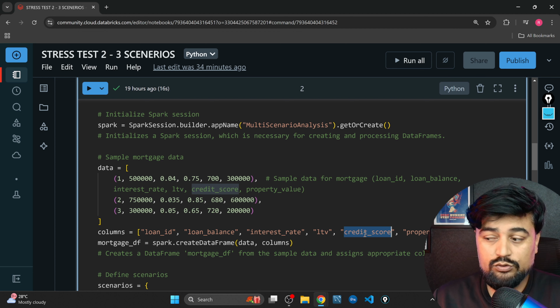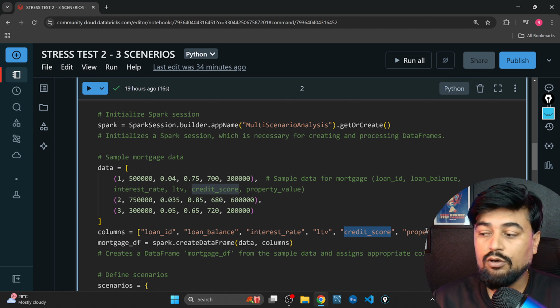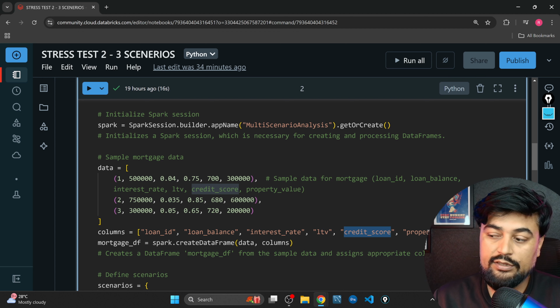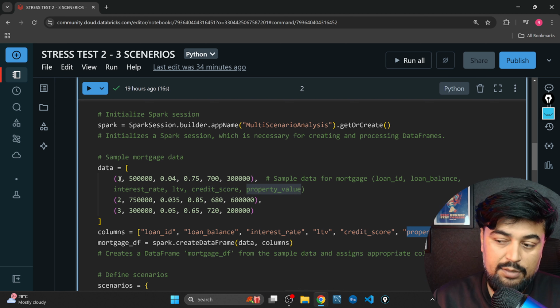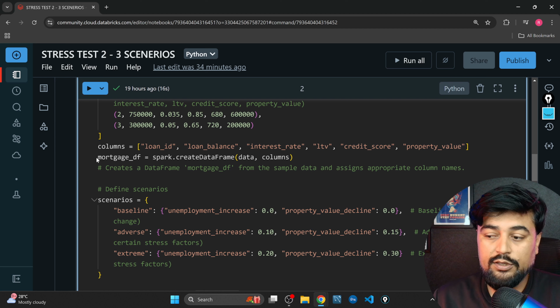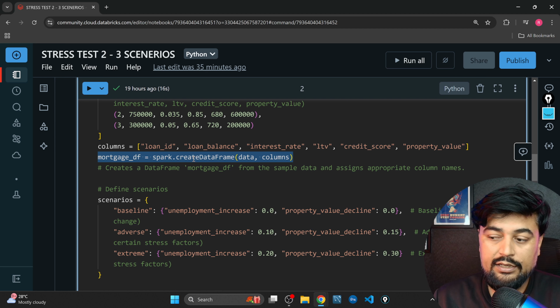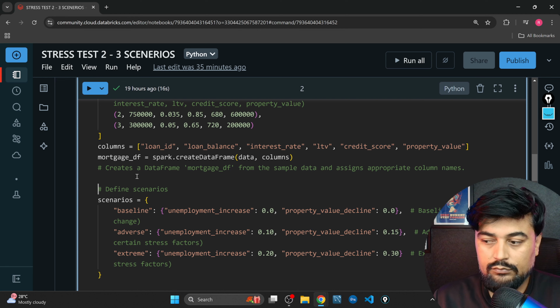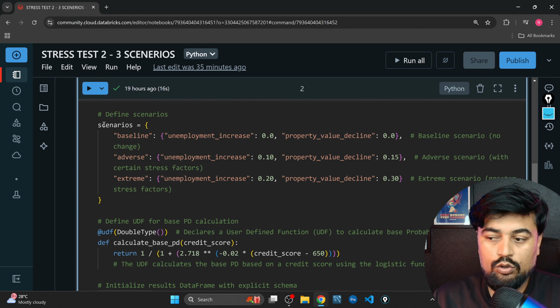Now, the credit score, on the basis of the credit history of the person or the company taking the loan, then the property value. So we have 3 people and the loan IDs are 1, 2, 3. In this particular line, mortgage_df, I'm creating this data frame by calling spark.createDataFrame with the data and the columns. So the data is ready.